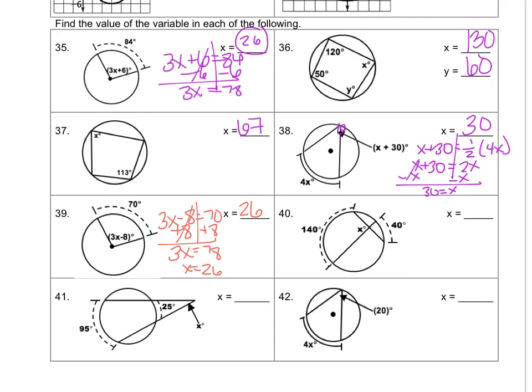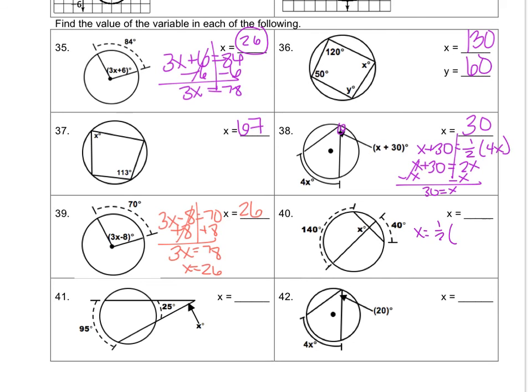Okay, on 40, if you have two chords or two secants that intersect on the inside of the circle, so just on the interior, the angle that's formed right here is going to be half of the sum of the two measures of the arcs that it's intercepted by. So really, your angle equals just 1/2 of those two values added.